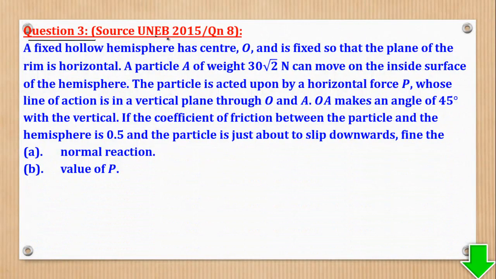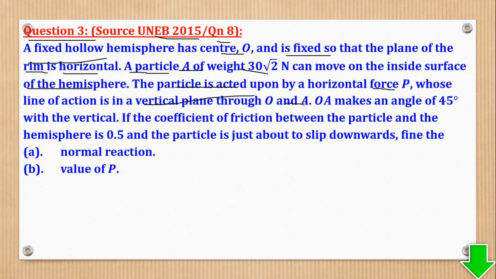Then question 3 came from UNEB 2015, paper 2, question 8, and says a fixed hollow hemisphere of center O is fixed so that the plane of the rim is horizontal. A particle A of weight this can move on the inside surface of the hemisphere. The particle is acted upon by a horizontal force P, whose line of action is in a vertical plane through O.